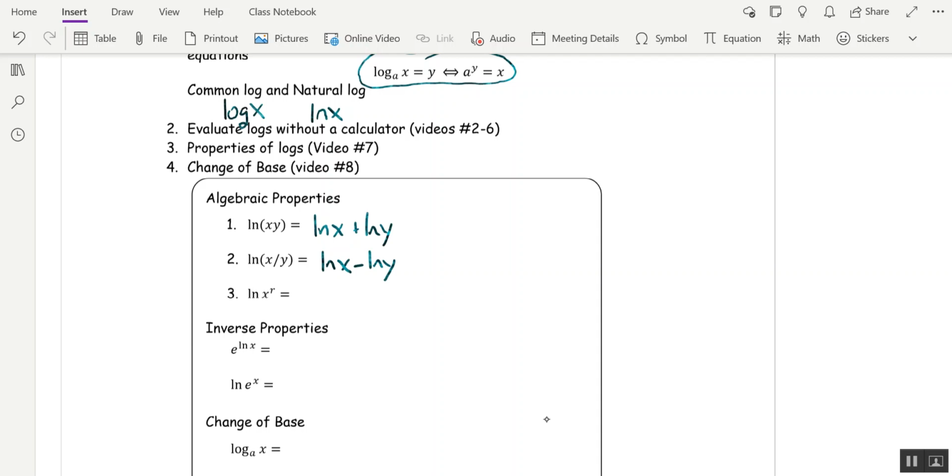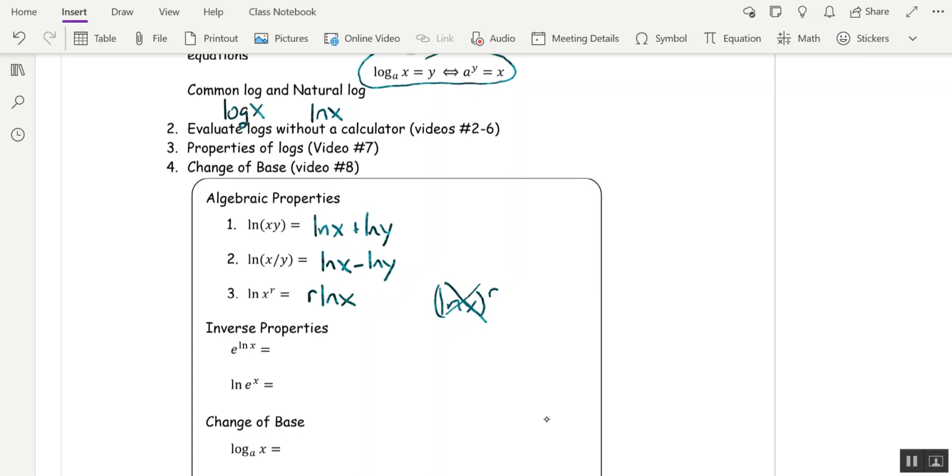Log of a quotient is the difference of the logs, ln x minus ln y. Don't worry, this is all in your videos for this week. He uses different letters though. This r can come down as a coefficient. r ln x. But be careful, that has to be x to the r. It's not true if it's ln x to the r, where the whole log is being raised to the rth power. That r does not come down. So there's no property for that guy.